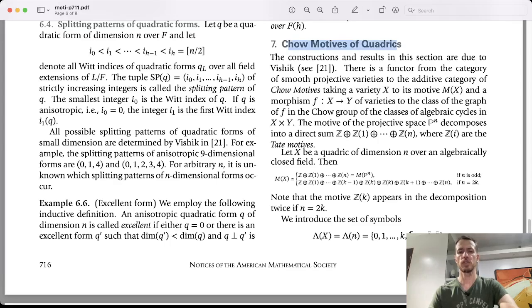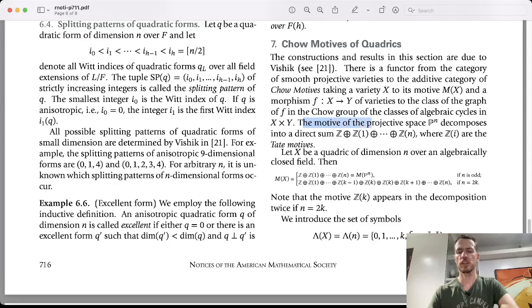Chow motives of quadrics. The constructions and results in this section are due to Vishik. There is a functor from the category of smooth projective varieties to the additive category of Chow motives, taking a variety x to its motive of x, and a morphism f x to y of varieties to the class of the graph of f in the Chow group of the classes of algebraic cycles in x cross y. I do not know what Chow motives are, so this is all totally nonsense to me.